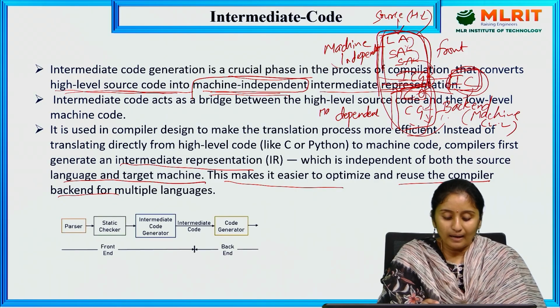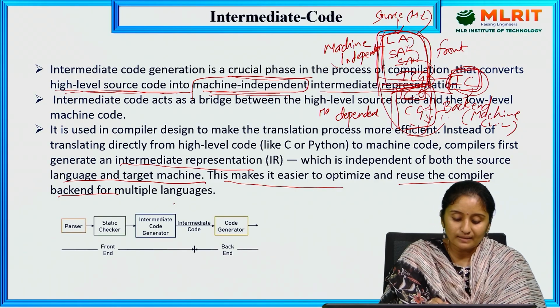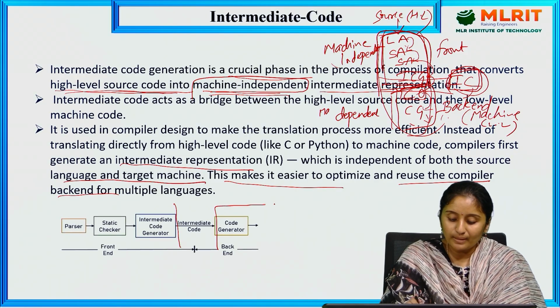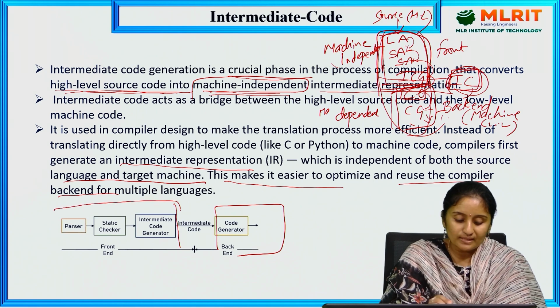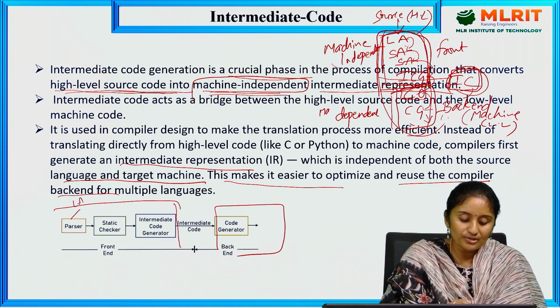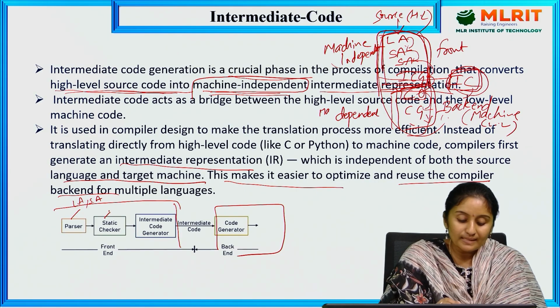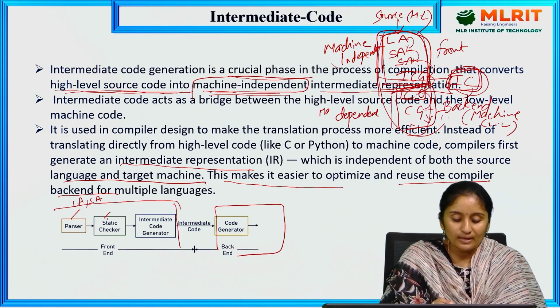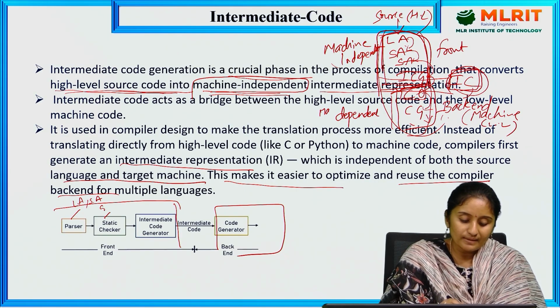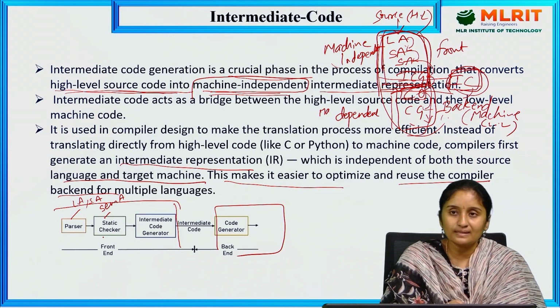See here, I am telling you these are the 4 phases that come under the front end, and these are nothing but the backend. Here, the first 4 phases, but the parser is a combination of lexical analysis and syntax analysis. And the third one is the semantic analysis. We can also call it a static checker.